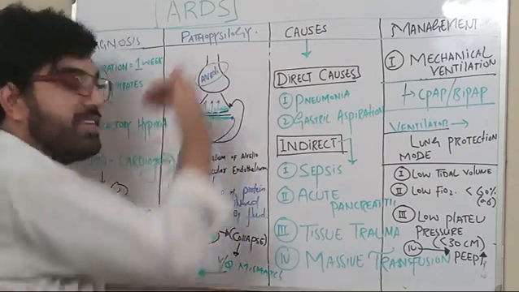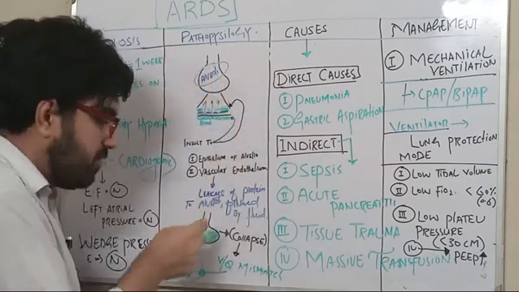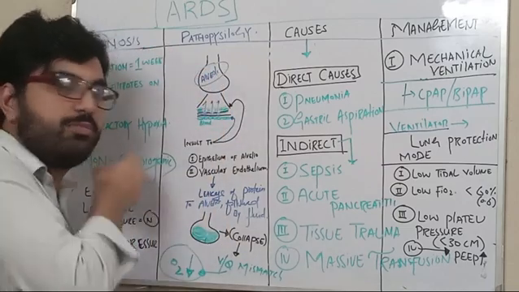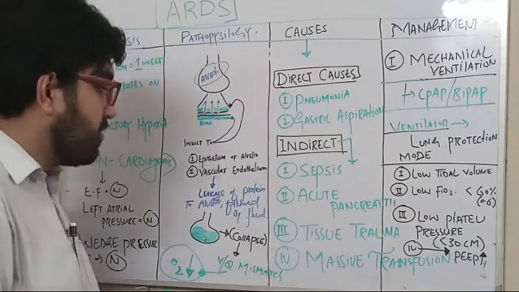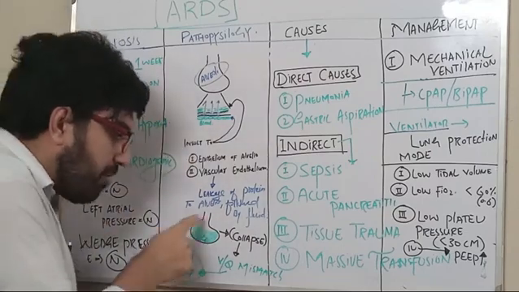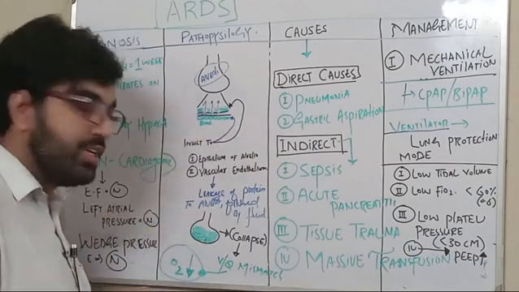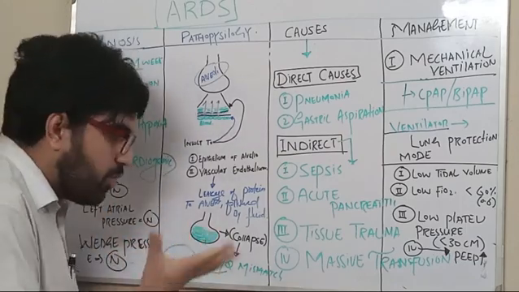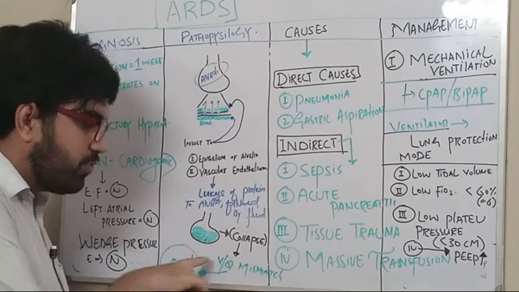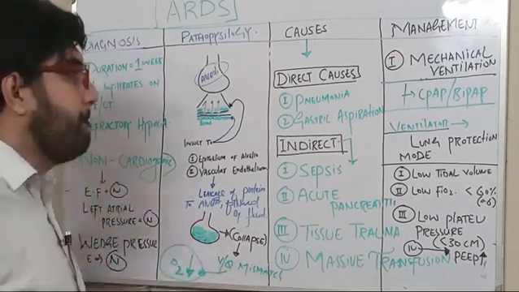Whenever there is leakage of proteins into the alveolar space, what happens? It draws water from the blood vessels and the interstitial spaces. So the alveoli are filled with fluid. When they are filled with fluid, they collapse. When they collapse, there is V/Q mismatch. There is V/Q mismatch that leads to hypoxia.